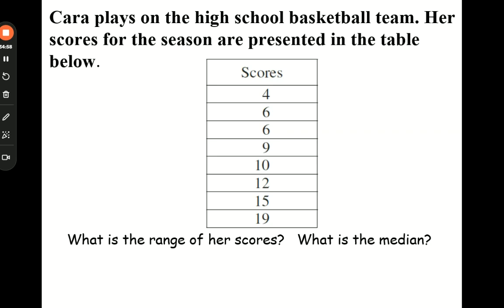What is the range of her scores? The range is when you take the biggest number and subtract the smallest. So the range is 15. What is the median? Okay, 1, 2, 3, 4, 5, 6, 7, 8. So you have to average the middle two. The median is 9.5.